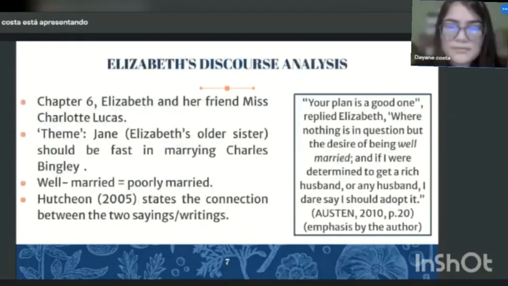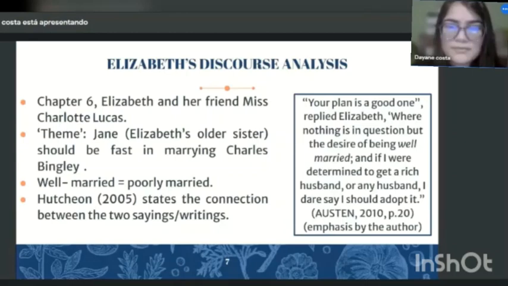Then you can see the analysis of Elizabeth's discourse. I brought you two examples. The first one is in chapter 6, and Elizabeth is talking to her friend, Miss Charlotte Lucas. The theme of the conversation is that Charlotte says that Jane, Elizabeth's older sister, should quickly marry Charles Bingley. But at this time in the narrative, the reader already knows that Elizabeth does not agree that women should marry based on economic relations, and that they should marry based on love.